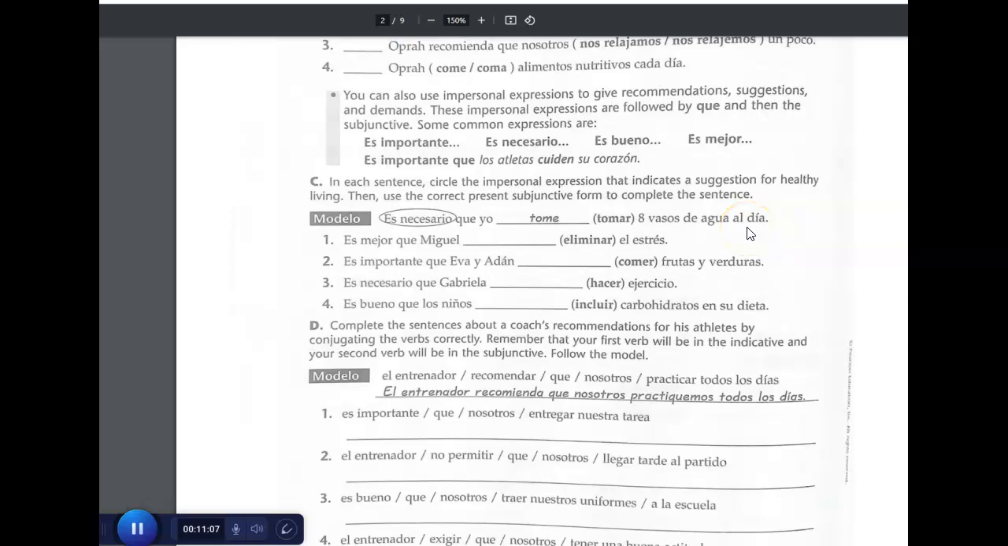Your body weight expressed in ounces divided by 2 is how much water you want to take in every day. For example, I'm 180 pounds, so I shoot for 90 ounces of water every day. That's what we need for good health. Number 1, es mejor que Miguel elimine. Miguel elimine el estrés. Good luck, Miguel. Yeah, eliminating stress, though, really important for good health.